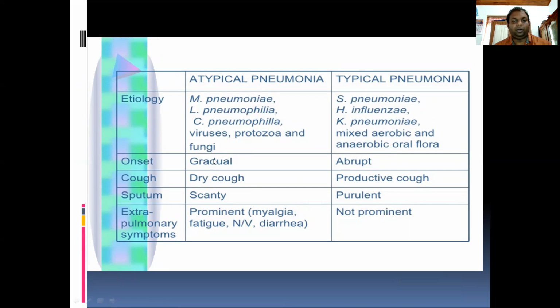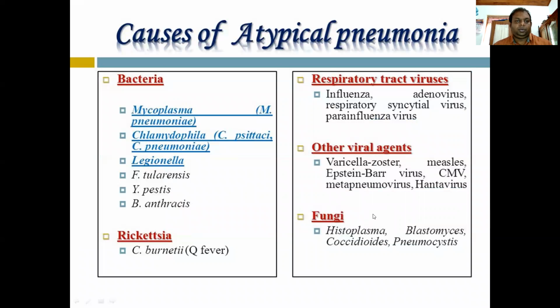You can see dry cough, gradual onset, sputum, purulent. Extrapulmonary symptoms may be prominent. This is not prominent maybe. So same thing, okay. Rickettsia can develop. Respiratory viruses, other viral agents like varicella zoster, and fungi.